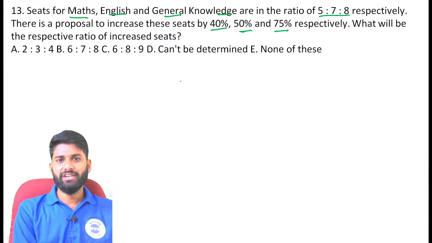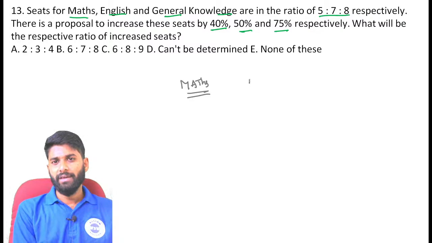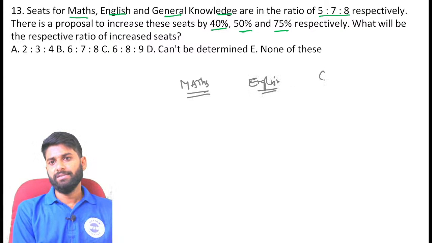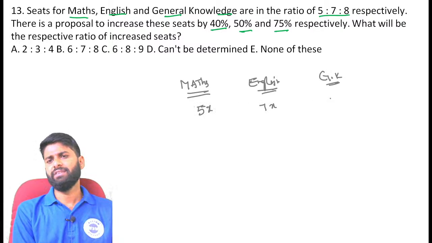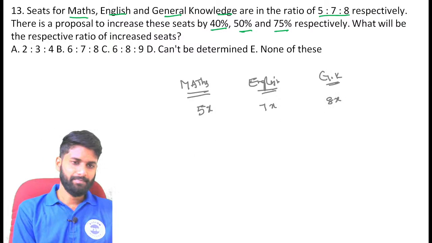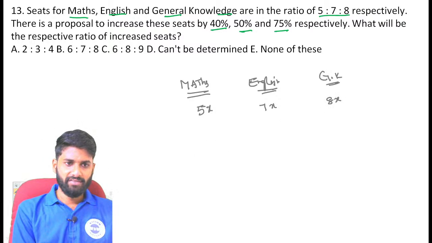Now see, the initial ratio of maths, English, general knowledge. Guys, I just consider these numbers exactly equal to 5x. No need to take it as x. Why? Because x is always cancelled. Why? Because we need to find the ratio, no? So this is 7x and this is 8x. So those are the values they gave.